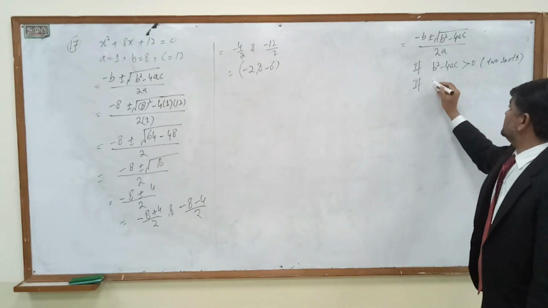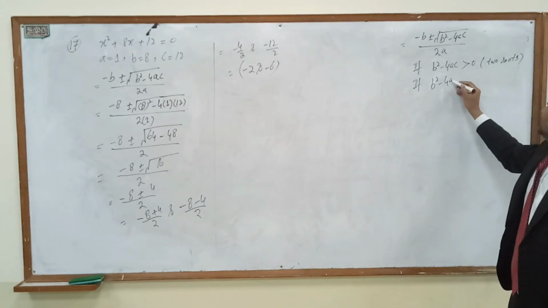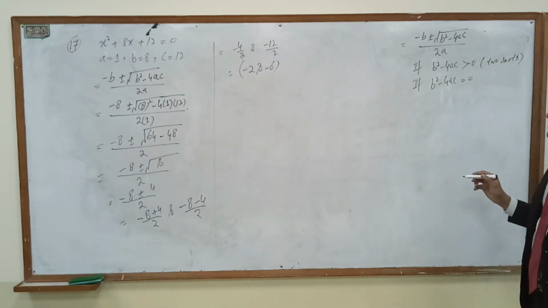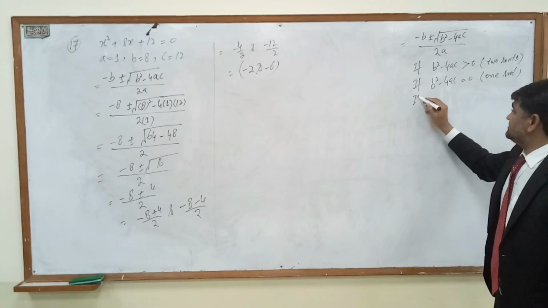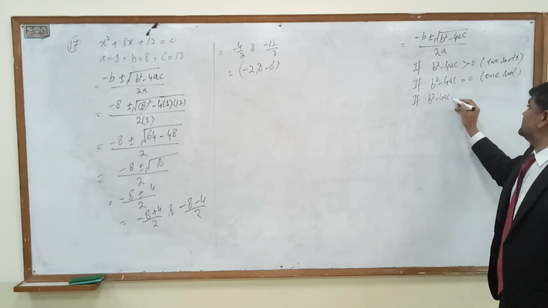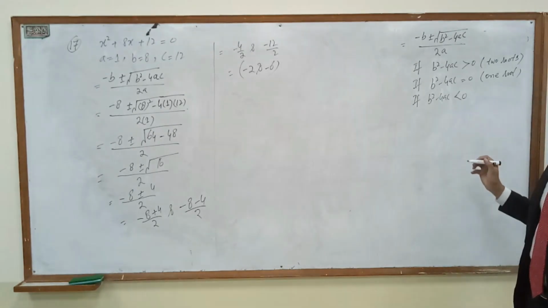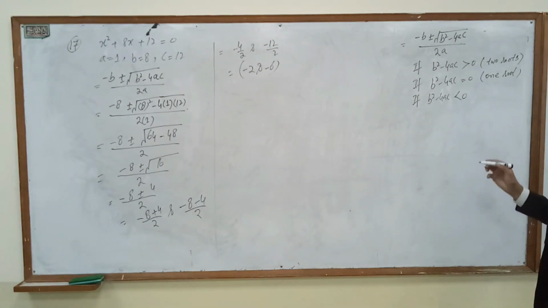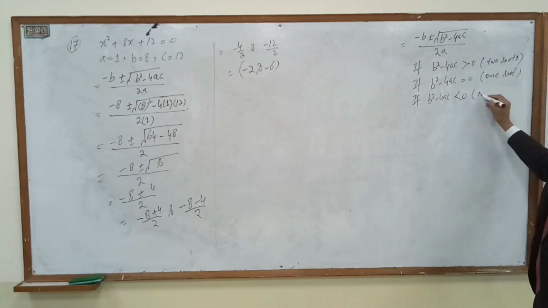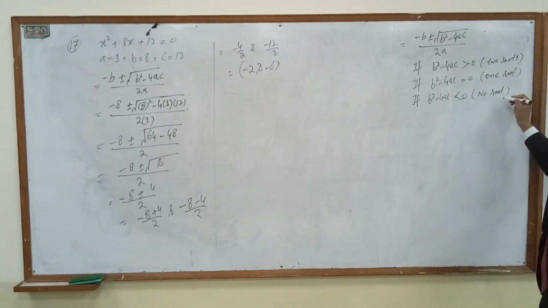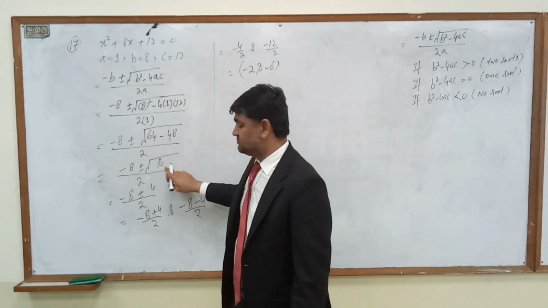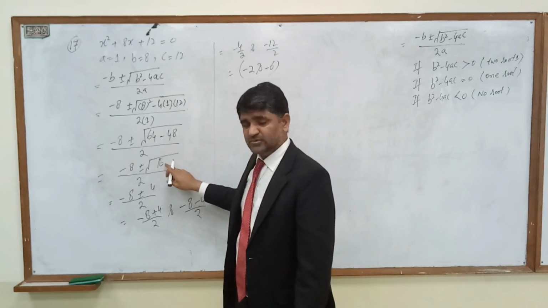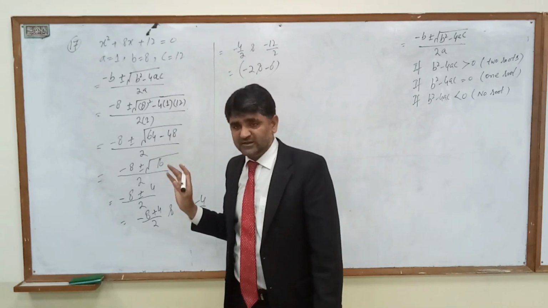If b squared minus 4ac is equal to 0, there will be only one root. If b squared minus 4ac is less than 0, meaning some negative value, we will get no root. Keep in mind, while simplifying, if your answer is 0, the square root of 0 is equal to 0, then you will get one answer.